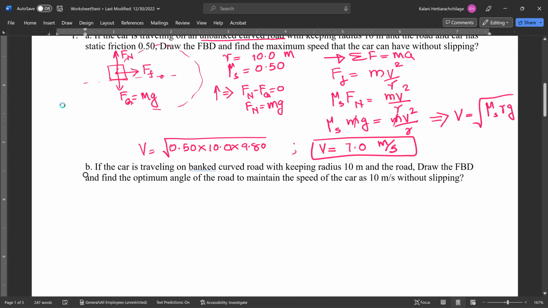Now the next question: the car is traveling on a banked curved road with a radius of 10 meters. Draw the free body diagram and find the optimum angle of the road to maintain the speed of the car at 10 meters per second without slipping. Now we need to draw the banked curve. A banked curve means the ramp that you usually take has an incline. So let's say the incline is theta. Now we'll say this is the car.